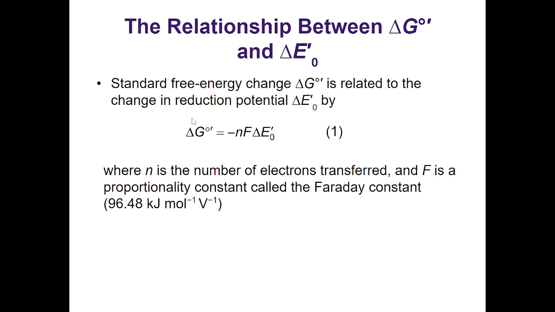Now, one thing to keep in mind here is that delta G's are negative to be spontaneous, whereas delta E's are what to be spontaneous? Positive, yeah. So your sign has to flip, doesn't it? Which is why there's a negative in this formula.